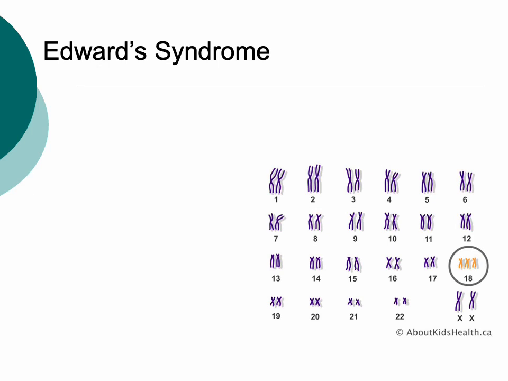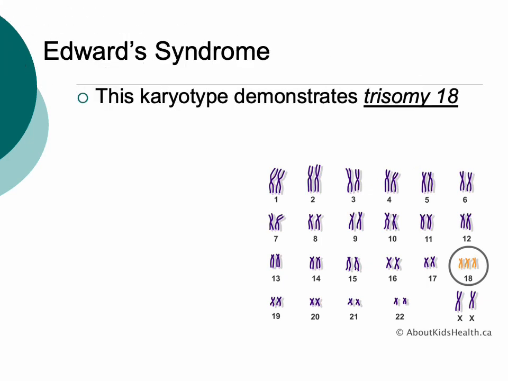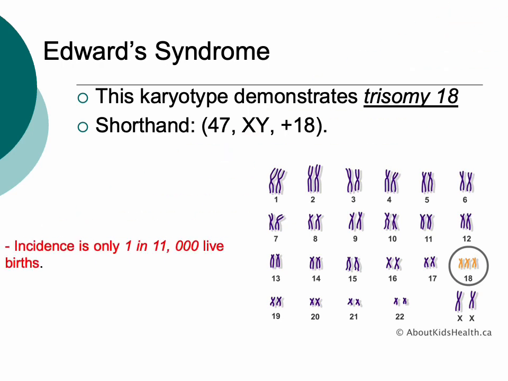The next type of chromosomal disease that we'll be discussing is Edwards syndrome. Edwards syndrome is trisomy 18. You have an extra chromosome in chromosome number 18. The shorthand nomenclature for Edwards syndrome is 47XY plus 18. And the incidence is only 1 in 11,000 live births. This is quite lower in contrast to that of Down syndrome. It is uncommon for fetuses with this condition to survive.